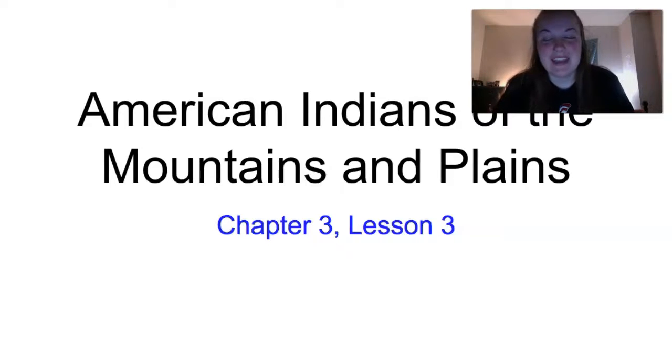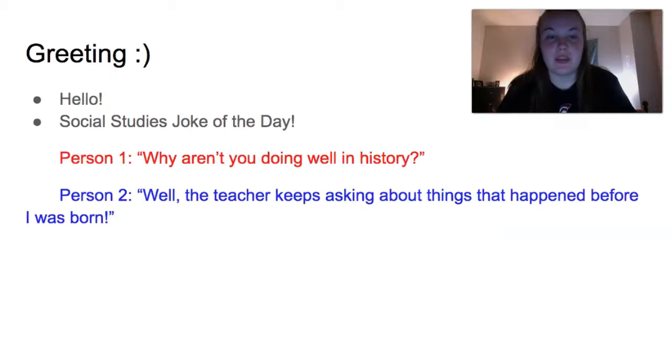So here's our first social studies lesson. We are going to be going through chapter 3, lesson 3 from our books. So that's on American Indians of the Mountains and Plains. We first talked about the two groups, the Caddo and the Karankawa, and today we're going to be learning about 3 more groups.